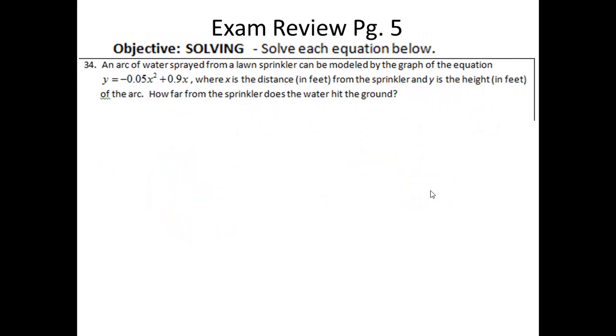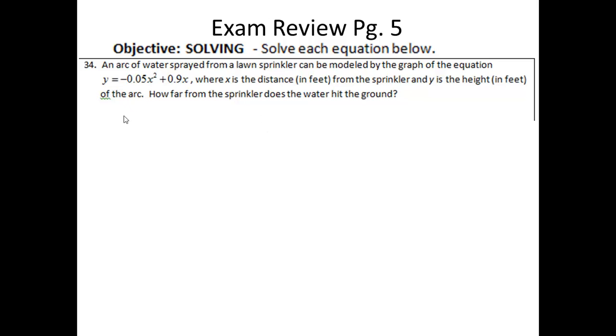All right, number 34 states, an arc of water sprayed from a lawn sprinkler can be modeled by the graph of the equation y is equal to a negative 0.05x squared plus 9x, where x is the distance in feet from the sprinkler and y is the height in feet of the arc. How far from the sprinkler does the water hit the ground?